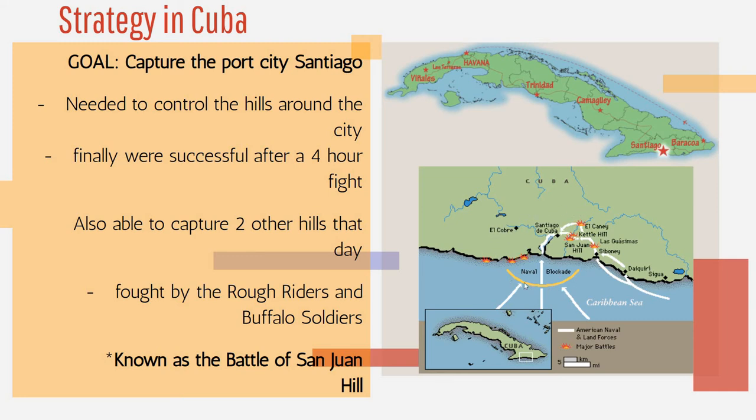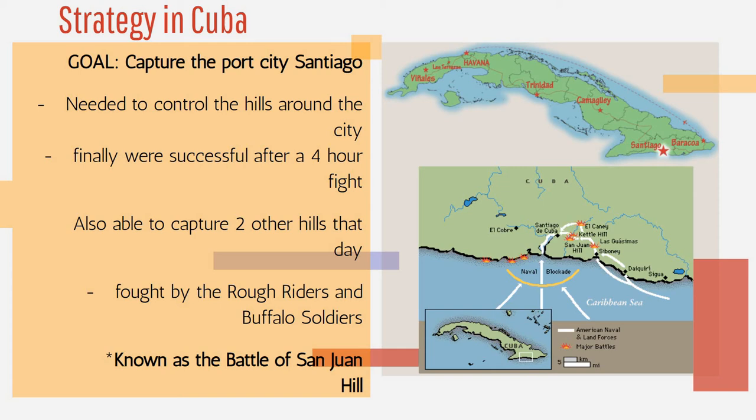And what they did is they blockaded it. So that means that they pulled ships in, didn't let any ships out, and then they surrounded it. So they fought on these hills all around the city here. You can see where these hills are right here. And they were finally able to capture it after a 4-hour fight. And they were able to capture 2 other hills that day. So this group was fought by the Rough Riders as well as the Buffalo Soldiers.